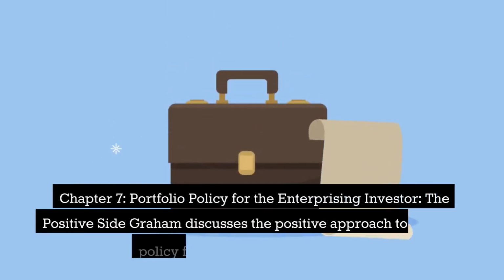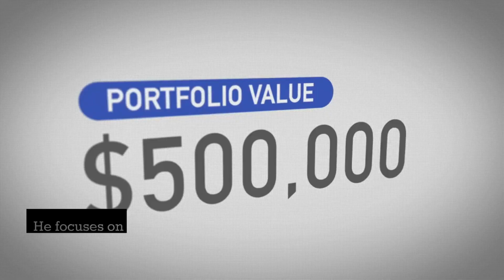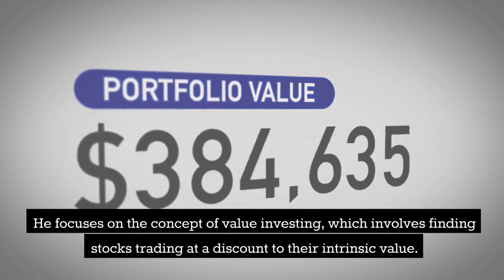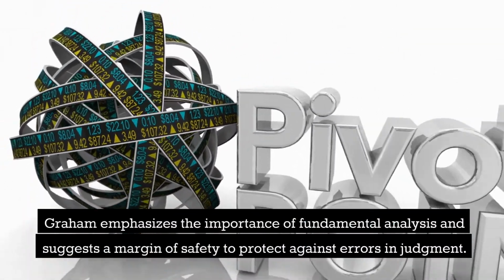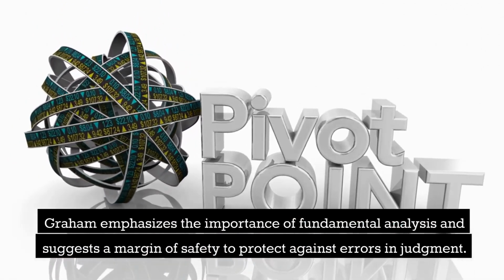Chapter 7, Portfolio Policy for the Enterprising Investor, The Positive Side. Graham discusses the positive approach to portfolio policy for the enterprising investor. He focuses on the concept of value investing, which involves finding stocks trading at a discount to their intrinsic value. Graham emphasizes the importance of fundamental analysis and suggests a margin of safety to protect against errors in judgment.